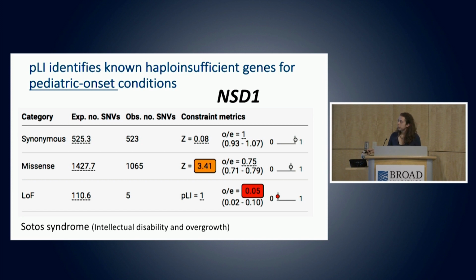For missense, we expect 1,400. We see 1,000. So we see about 75% of expected, which this is the z-score on that, so it is a little bit depleted. And then for loss of function, we expect 110. We see 5. So we see 5% of expected with the confidence interval here. And so this is a very loss of function depleted gene, which makes sense because, as I said, loss of function of one copy of this gene causes this severe intellectual disability condition.